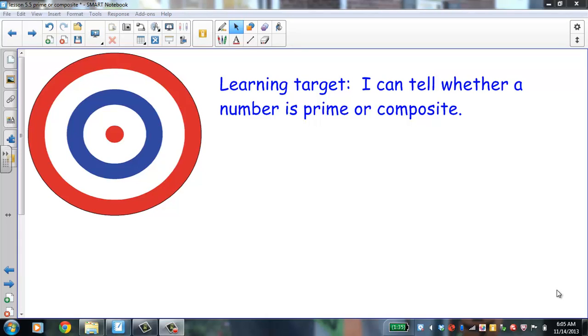So today we are going to begin with the end in mind, and we're going to think about our learning target. At the end of today's math class, I want everyone to be able to say, I can tell whether a number is prime or composite. You may or may not know a little bit about what it means for a number to be prime or composite, but that is what we are going to find out today.